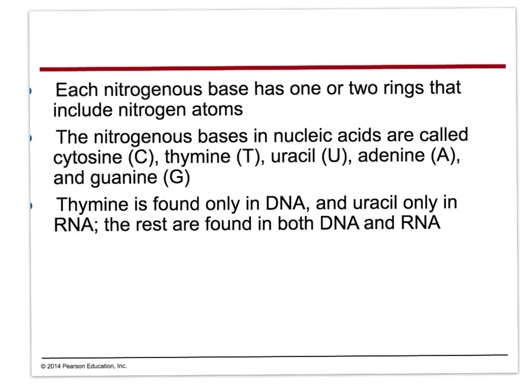Okay? The bases: cytosine, thymine, uracil, adenine, and guanine. Right? Thymine is only found in DNA. Uracil is only found in RNA. The rest are shared. Each of them either has one ring or two rings that include nitrogen. That's why we call it a nitrogenous base. Contains nitrogen.